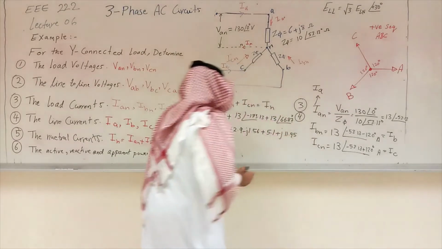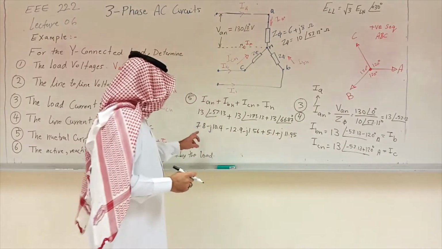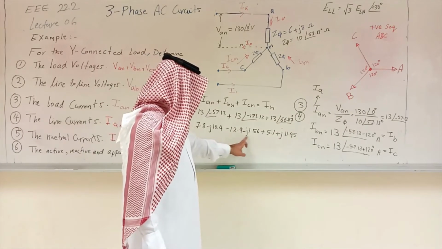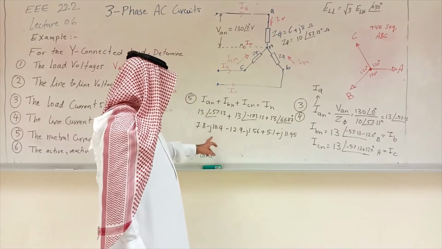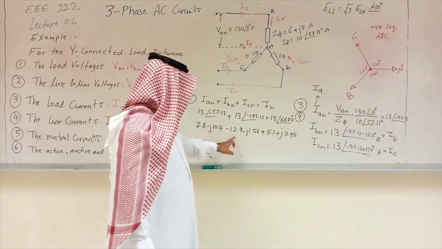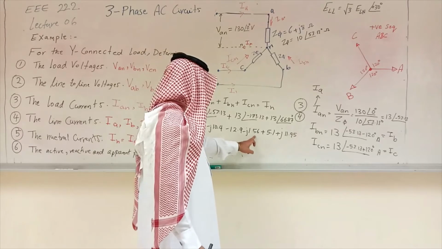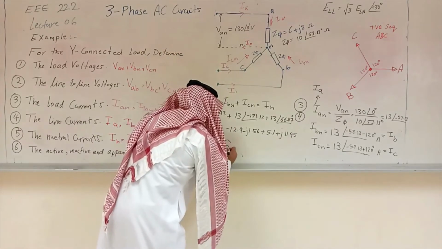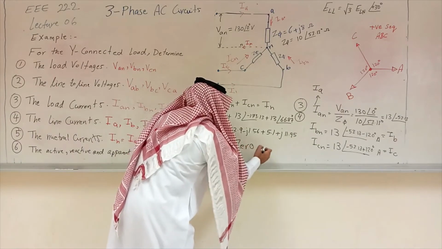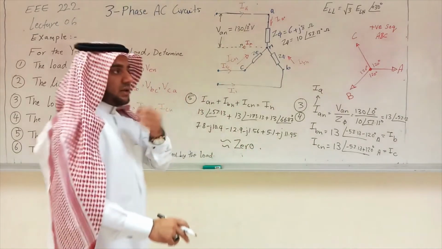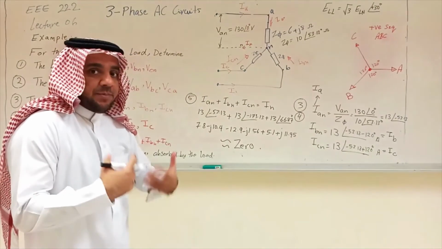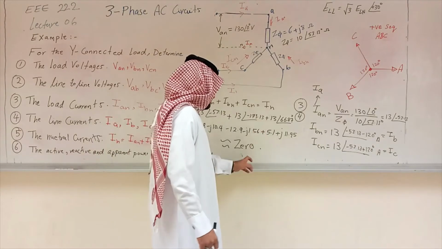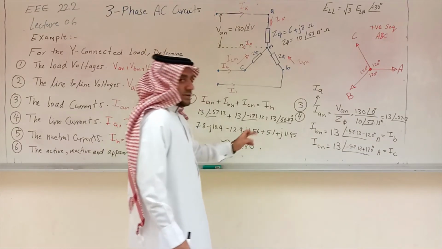If you add them together, real with real, 7.8 minus 12.9 plus 5.1, that's 0. Imaginary: minus 10.4, minus 1.56, plus almost 12, it is 0. So the result here is confirmed 0. Neutral current should be 0 because it's a balanced system. That's why when you add them together, they will cancel each other. The result of IN is 0.